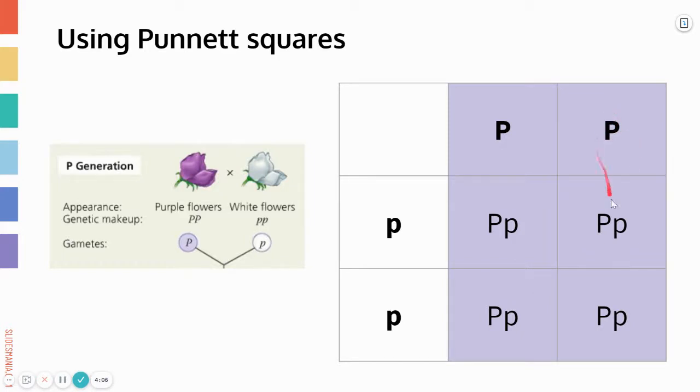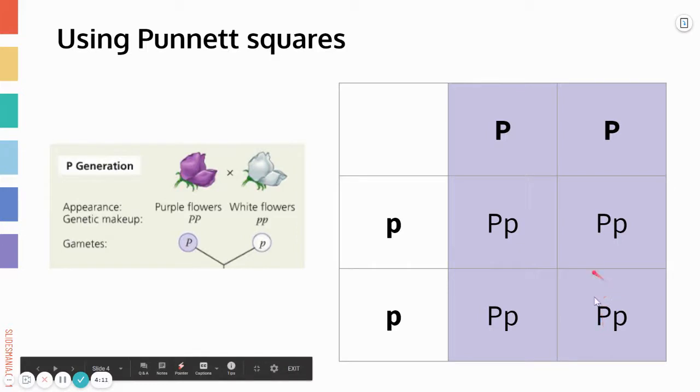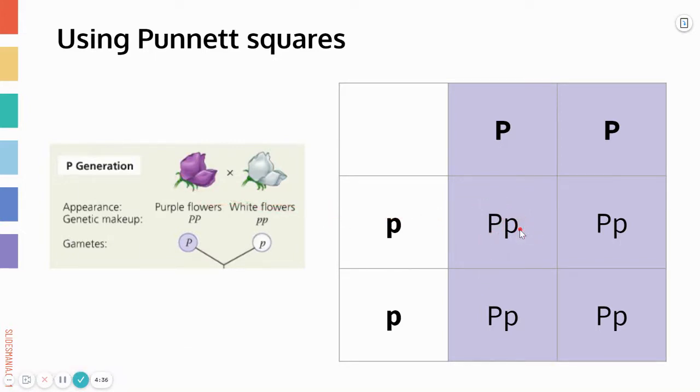We've got one big P and one little p here. And the same thing for here. We've got a big P up top, a little p to the side. So big P, little p. And again, here we've got a big P on the top and a little p to the side. So big P, little p. So these are the genetic situations for all of our offspring plants. That first generation of offspring was all going to be 100% the same. They would have one big P from the purple plant and one little p from the white plant.